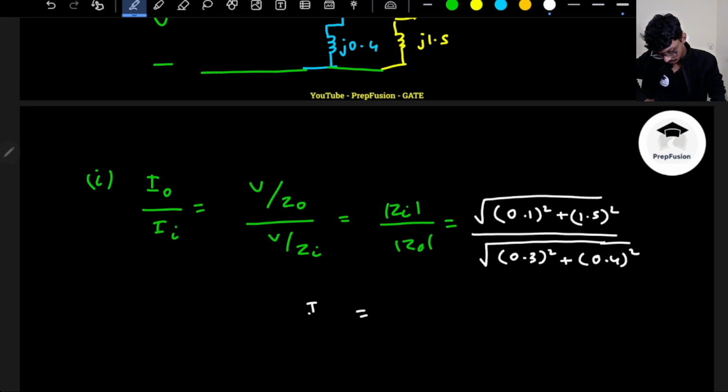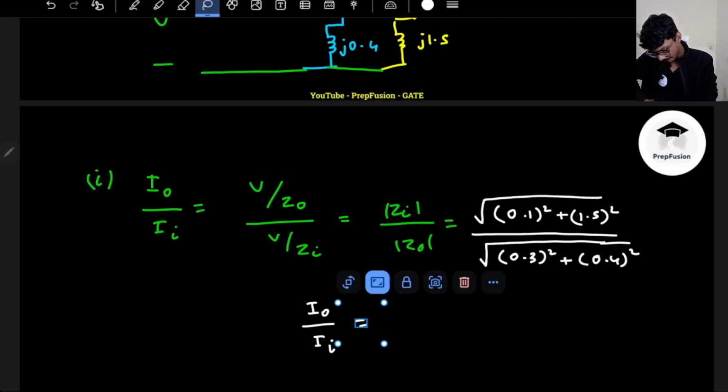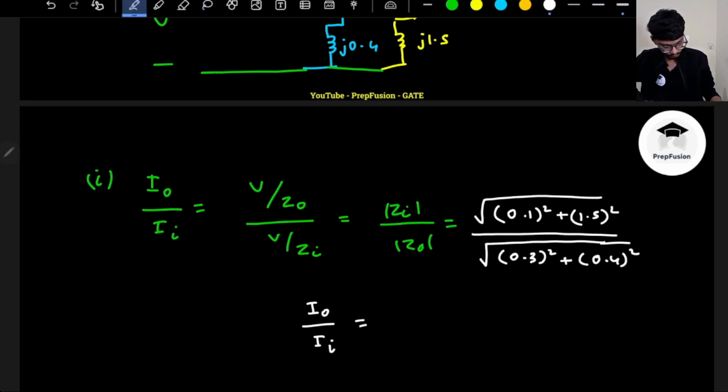So Io upon Ii will be equal to the square root of 0.1 whole square plus 1.5 whole square. The reactance will dominate basically. At starting, you see, at standstill the reactance is dominating. And the denominator is the square root of 0.3 whole square plus 0.4 whole square, so this will be 0.25 actually.